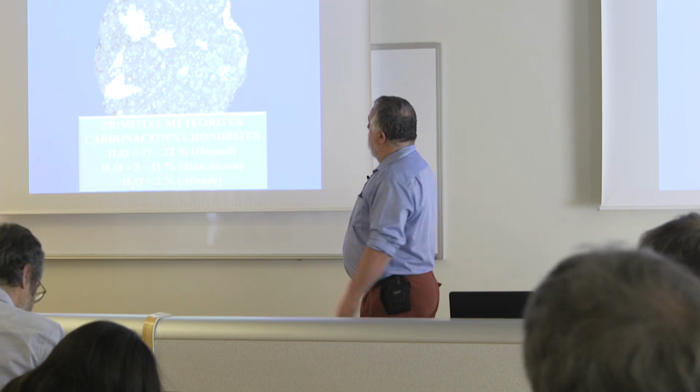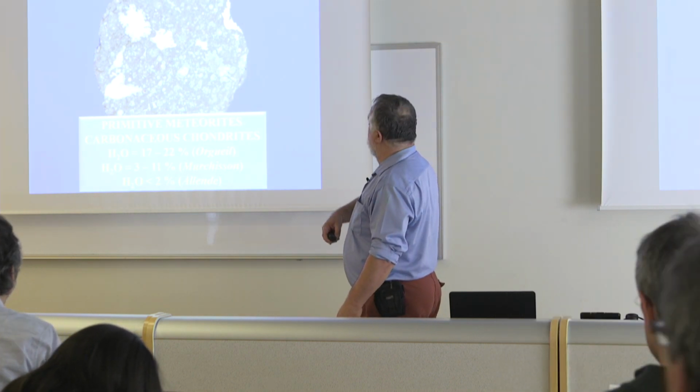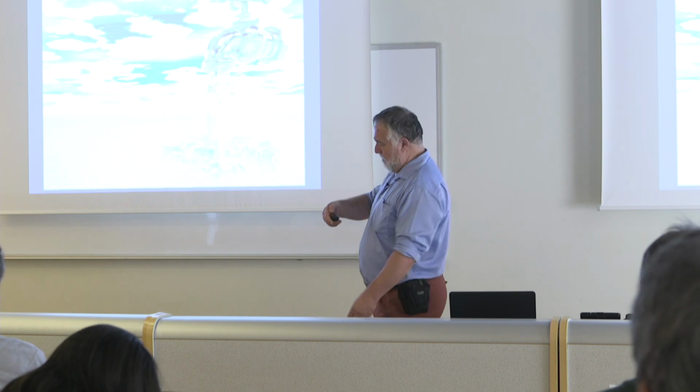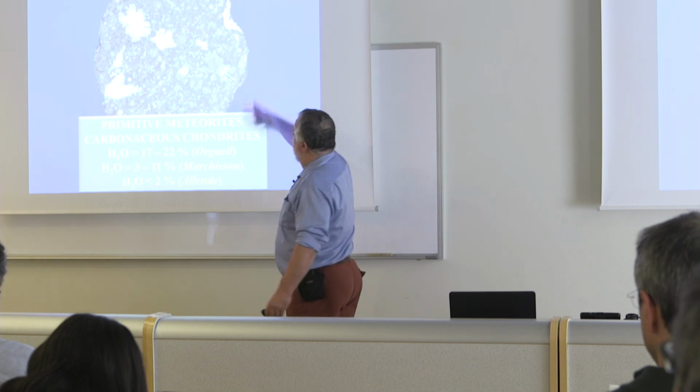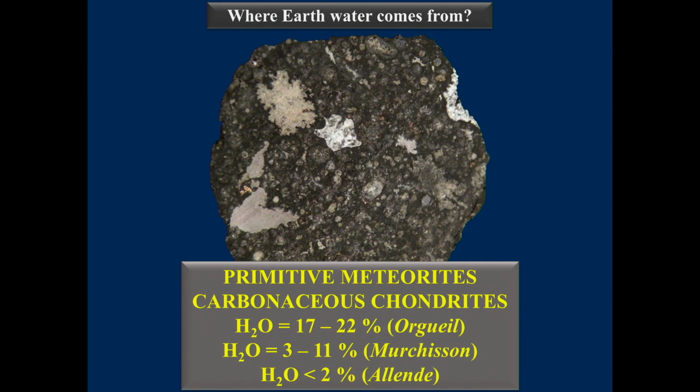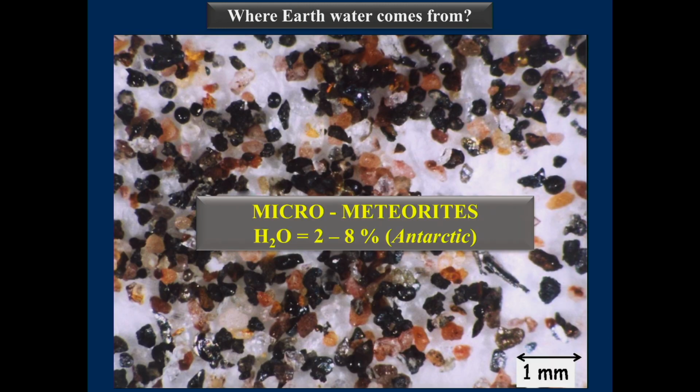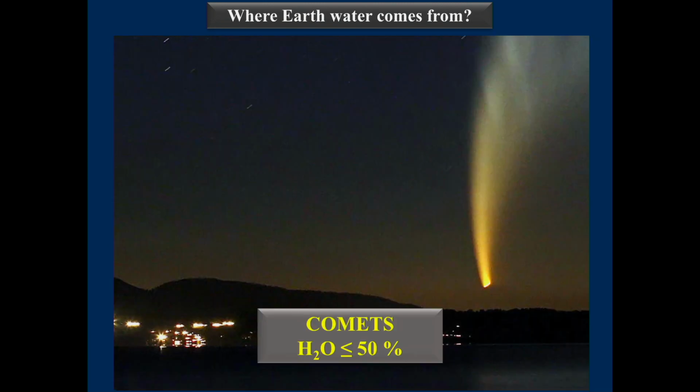And of course, there is water in a lot of material. For instance, in carbonaceous chondrite, we can have a huge amount of water in this kind of meteorite. There is also water in the micrometeorite. Here, these are micrometeorites from Antarctica. You can have between 2 and 8% of water in these micrometeorites. And of course, as said this morning, comets can provide also a lot of water.